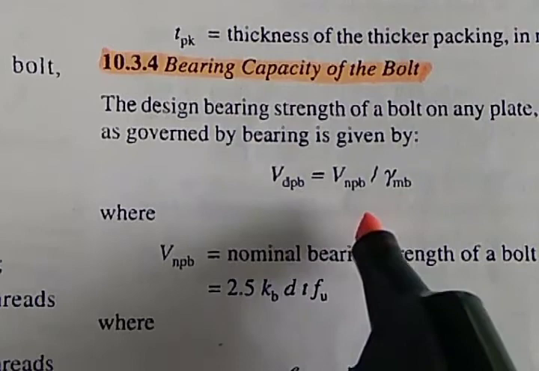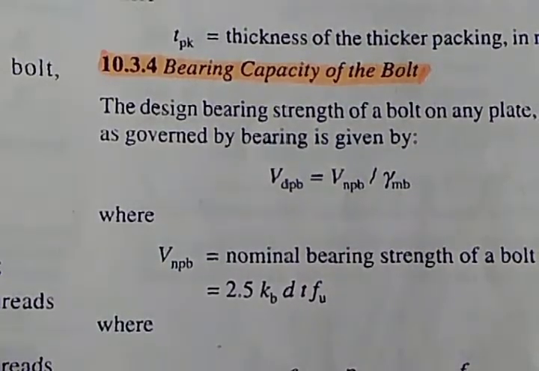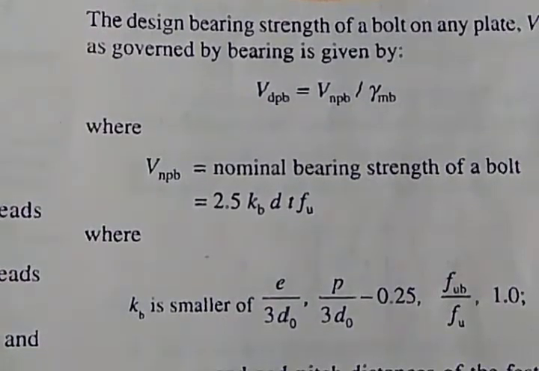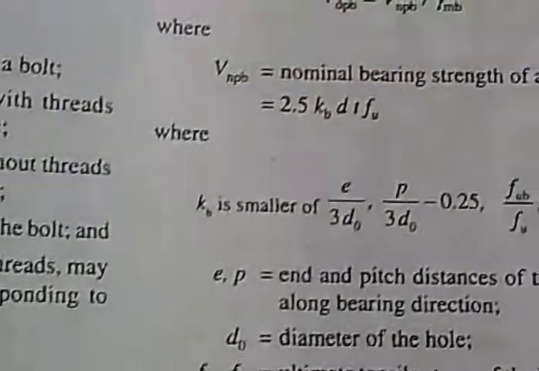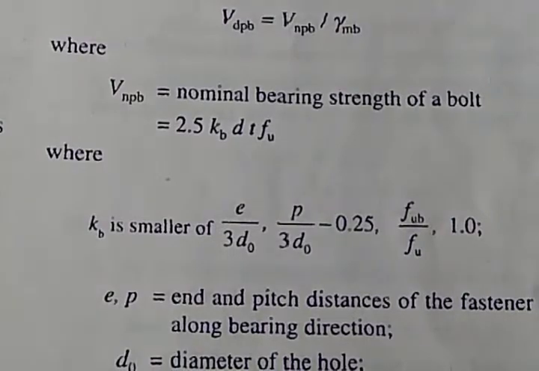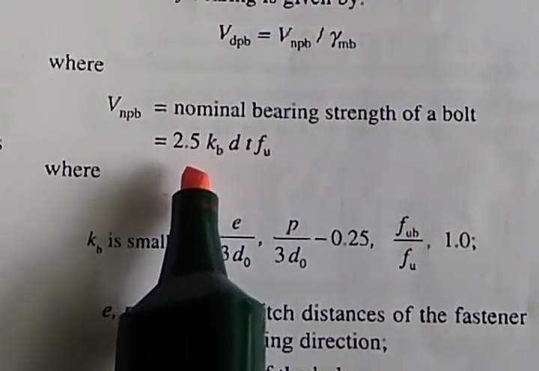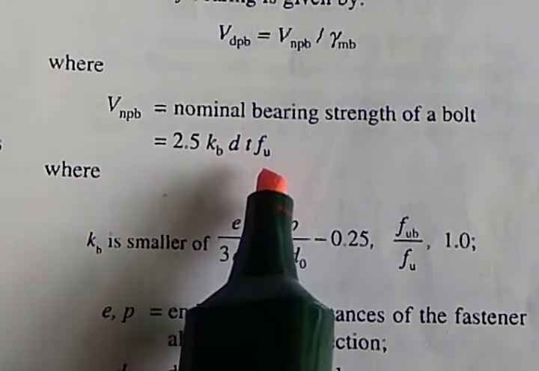VDPB equals VNPB by gamma MB. Here VNPB is the nominal bearing strength of a bolt, which is given by 2.5 kb into d into t into fu. So this is how you will get VNPB.